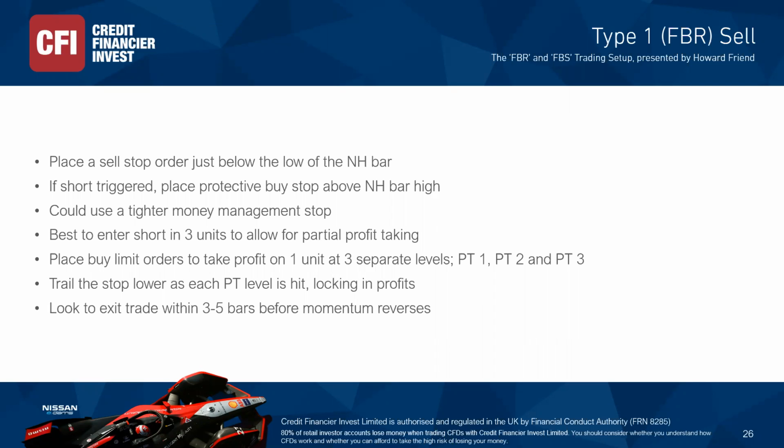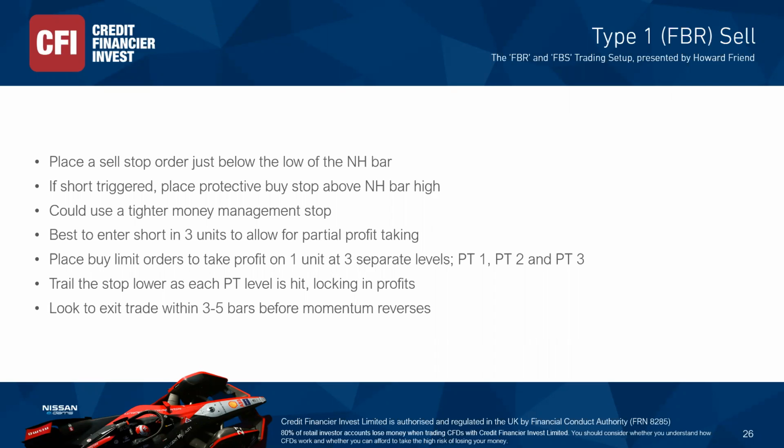I would think it's good to enter in multiple units, or in a size which can be divided up into multiple units, when you take profits, because the idea is that we take profits at 3 places, sometimes 2, PT1, PT2, and PT3. So let's say that we sell short 3 units. That can be 3 lots, 0.3 lots, or 30,000 shares. It could be anything, but a number which we can divide by 3 for when we take our profits.